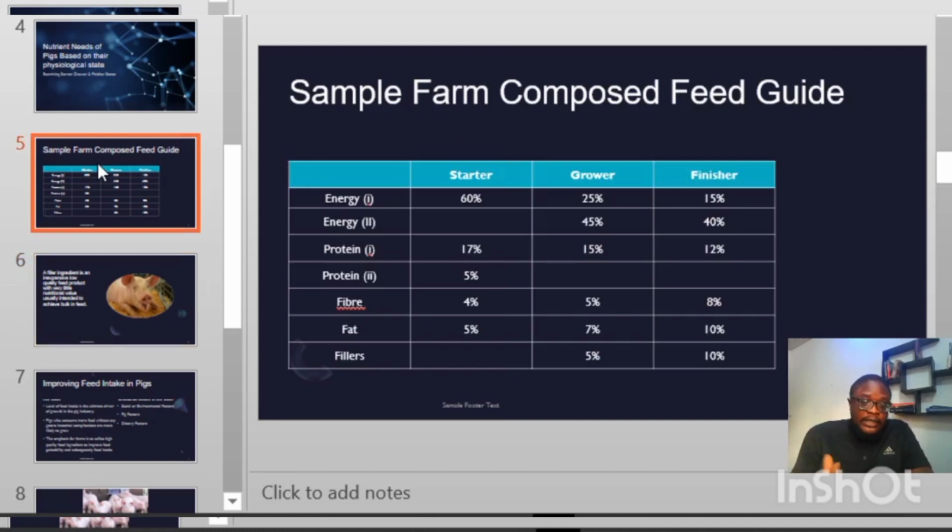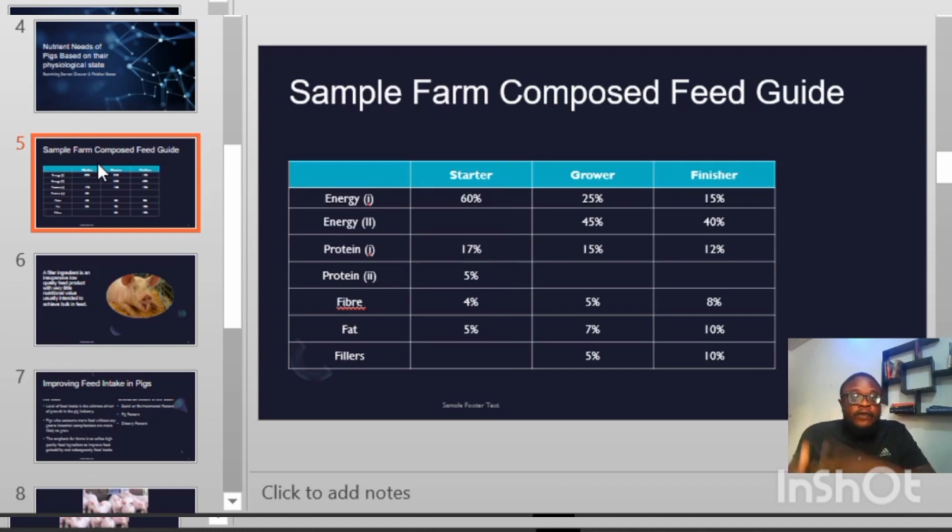And you will see here that we don't usually use fillers for starter pigs, but we can use a little bit of filler for grower pigs and a little bit of filler in finisher pigs. One thing you should know is that filler contains a lot of fiber, and that makes it very cheap. But starter pigs do not really digest fiber well, while finisher pigs have the ability to process fiber to a certain level. That is why we can adjust the inclusion rate of fillers in finisher pigs.